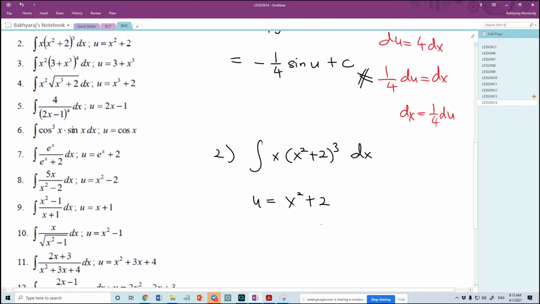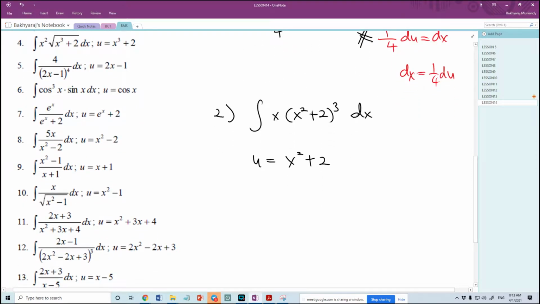Okay, kita dapat x square plus 2. So the next step I'm going to do is find du dx. Okay, kita cuba dapatkan du dx. What is the answer? Anyone want to share your answer? du dx equals to? Yeah, correct. It becomes 2x. Okay, kita dapat 2x. Now what is the answer if I want dx? Apa jawapan dia dx?